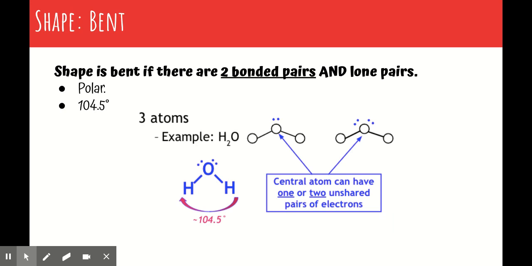The next shape is called bent. This still has two bonded pairs, so its steric number, if you're going off of that, would be 2. But these also have lone pairs. So if we have lone pairs, you would have a steric number of 3. So you have an area of electronegativity centralized there on that central atom, causing the shape of that molecule to bend. So these would be polar, meaning that one side of this has a greater electronegativity, which in this case is the central atom. And these are going to form angles between the bonds of 104.5 degrees.